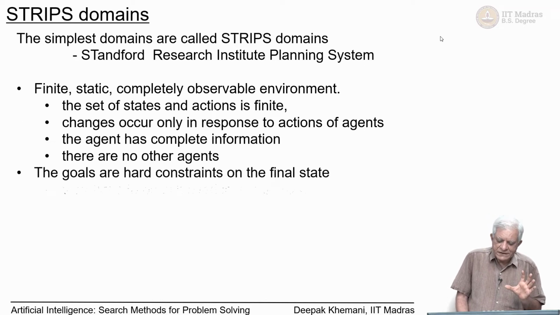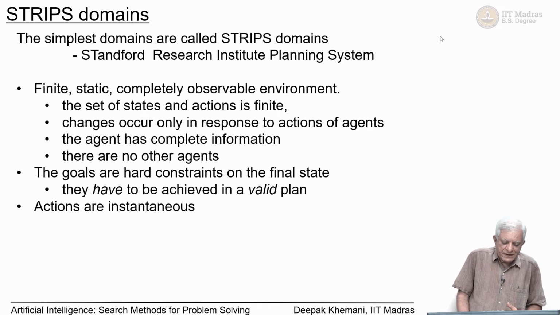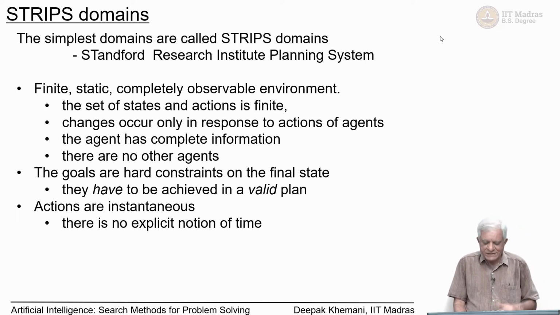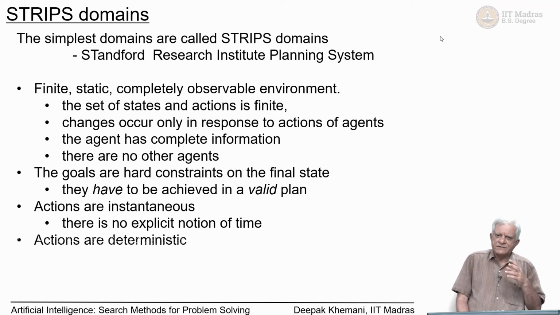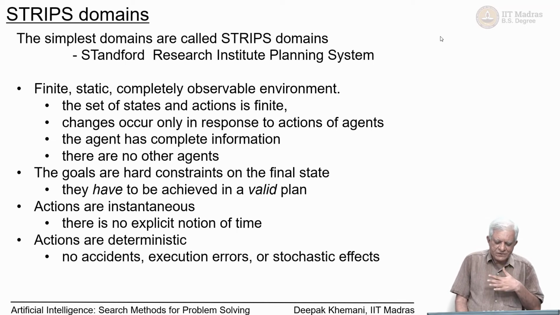The goals are hard constraints, and they are on the final state only, and the goals have to be achieved for a plan to be valid, because we have said that they are hard constraints essentially. Then actions we assume are instantaneous. There is no explicit notion of time essentially. We just say this action happens and this action happens. There can be sequencing, but there is no notion of time. You can't say that while I am boiling water, I will chop the vegetables at the same time. Because these are durative actions, and then time has to come into play.